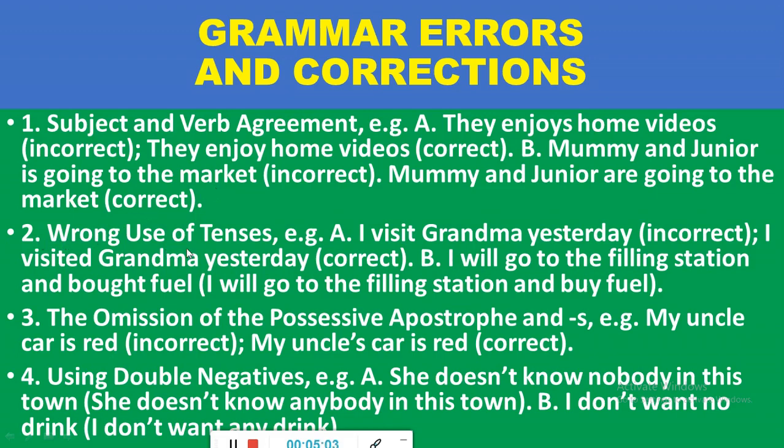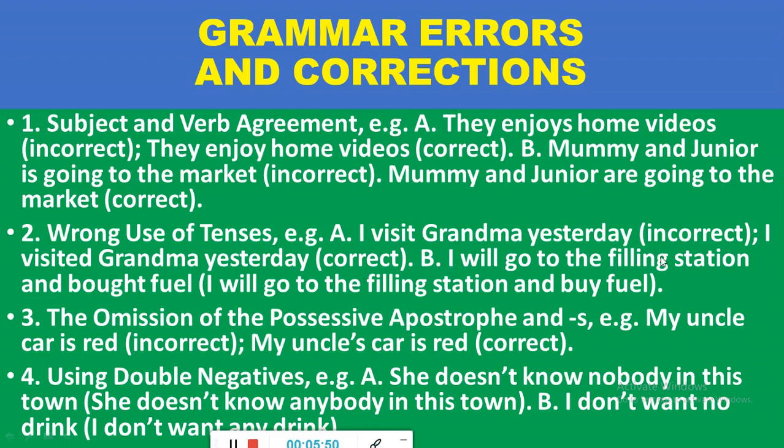Number 2, wrong use of tenses. For example, "I visit grandma yesterday." Now you can see that the verb visit is in the present tense, while the action being reported here took place in the past. When you use the present tense in reporting a past action, it becomes incorrect. So how do we correct it? We have to make the verb past. We have to use the past tense of the verb visit. And what we have here is "I visited grandma yesterday." That's correct.